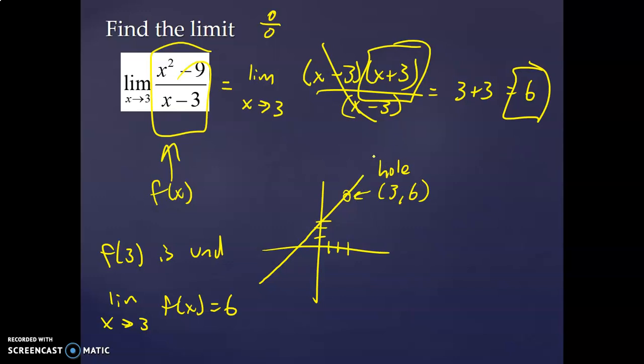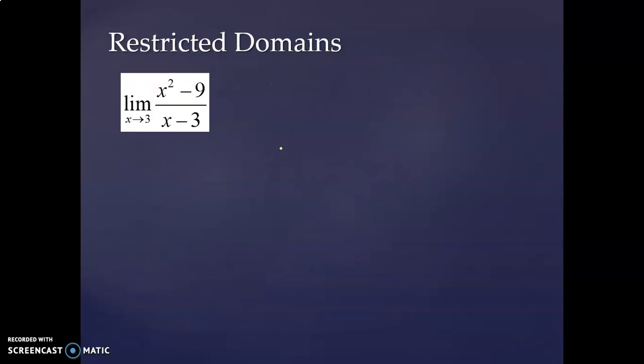So back in the very start of the year, we handled problems that gave us 0 over 0 by factoring them. And that's fine. Some problems can be done that way.